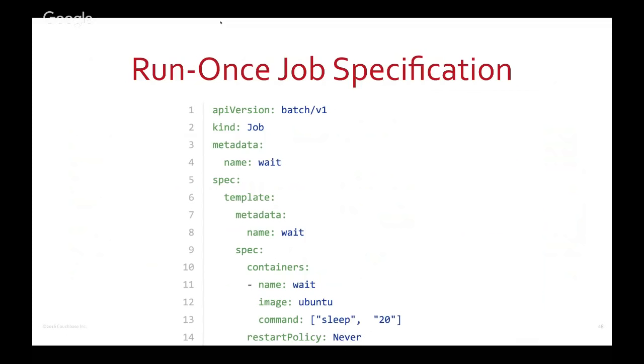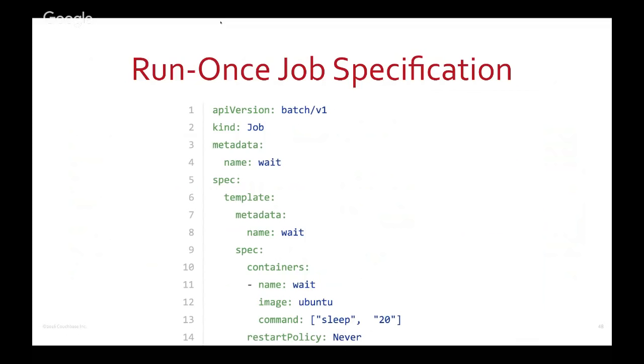If I look at line 9, that's where my container is specified. And I'm keeping the container purposely dumb simple. All I'm saying is the name is wait. I'm using an Ubuntu image, and I'm just saying sleep 20. So essentially, this pod will have an Ubuntu container that will sleep for 20 seconds and exit out, and that's it. It cannot be in an RC because the restart policy is set to never. So you cannot wrap this in a replication controller or replica set. This container will do the job once, and that's it.